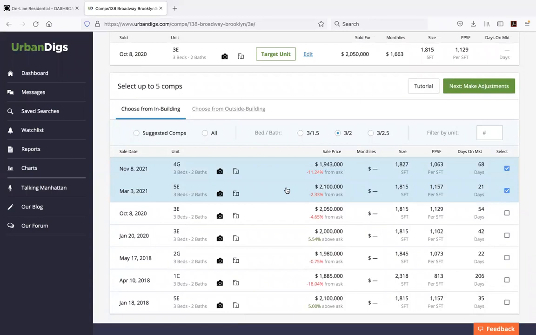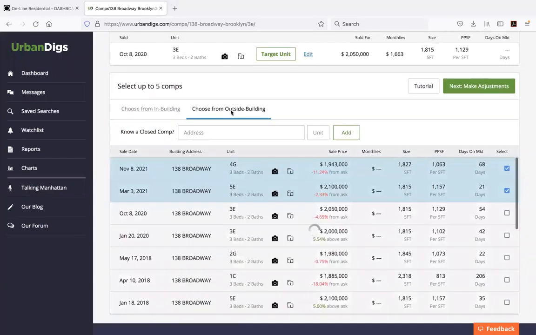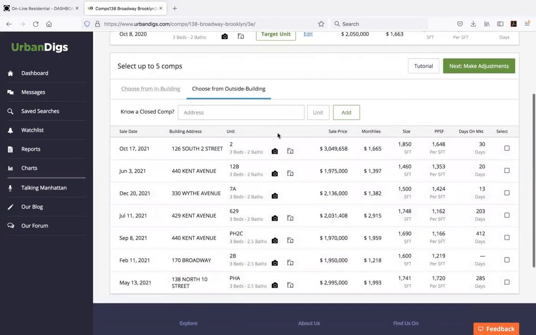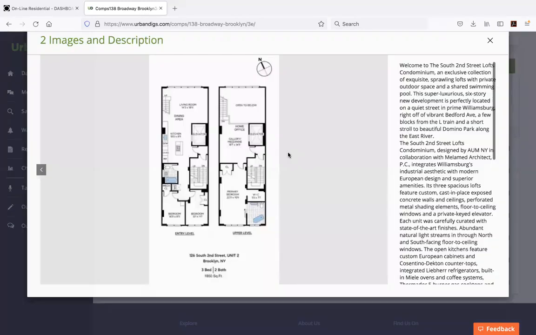When we're comping an apartment, we want to find things that are as similar as possible. Oftentimes we start with the vertical living of being in the building, and then we go to the horizontal living of what's happening around us. So after I pick these, I'm going to go to choose from outside building. And what we can do is look at these other units that have sold.